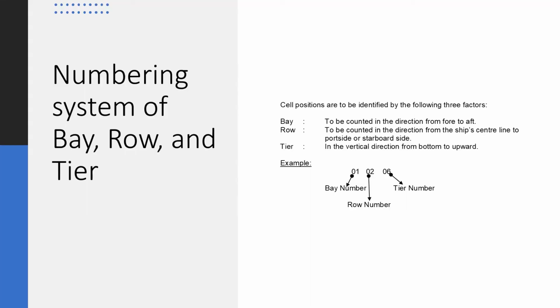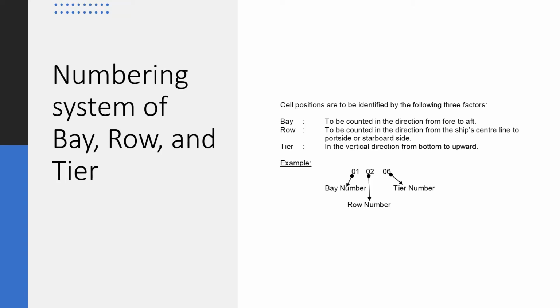So we'll start with the numbering system used on container ships. The numbering, or rather stowage, system is based on the bay, row, and tier system. That is how the cell position is identified. What is the cell position? The cell position is the position where a container is placed. We call it cell location or cell position. A particular cell on a ship where a container is stored is assigned a bay, row, and tier, so the cell position is identified by these three factors.